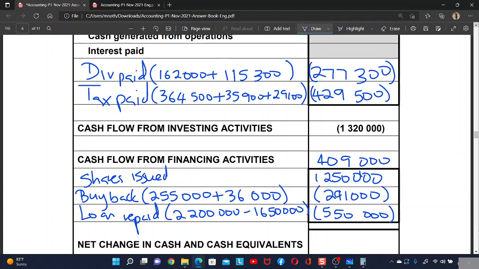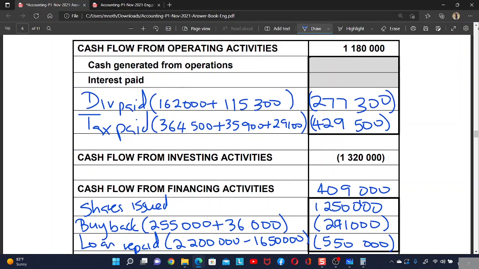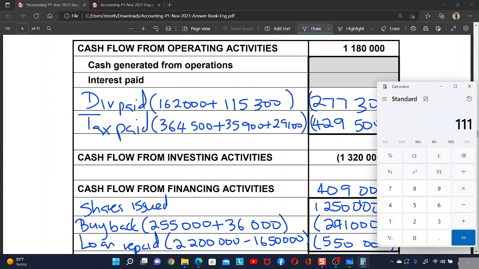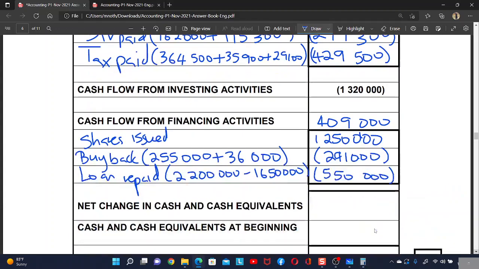Now, to get the net change, we are going to say 1,180,000 minus 1,220,000 plus 409,000. The answer is 269,000.